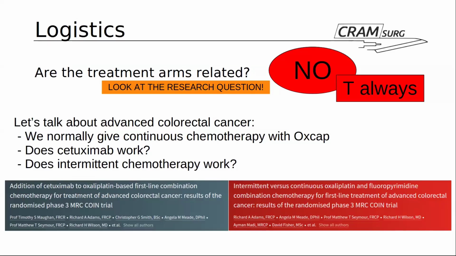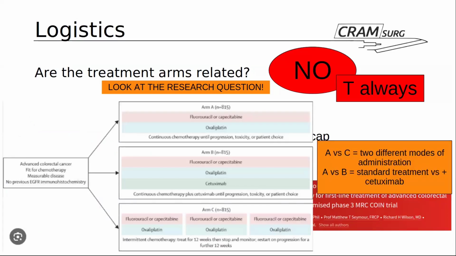One looked at cetuximab with Oxcap effectively versus Oxcap, and the other one is intermittent versus continuous treatment. And the authors do summarize this very well in this chart. So there are three arms, and again, I cannot stress this enough. The aims are comparing two different modes of administration, A versus C, or comparing A, standard of treatment, versus standard of treatment plus cetuximab. Two separate questions. But for convenience, the control arm is the same.